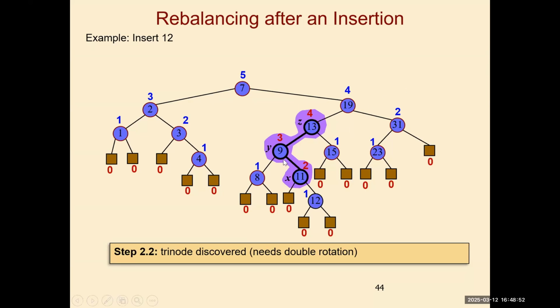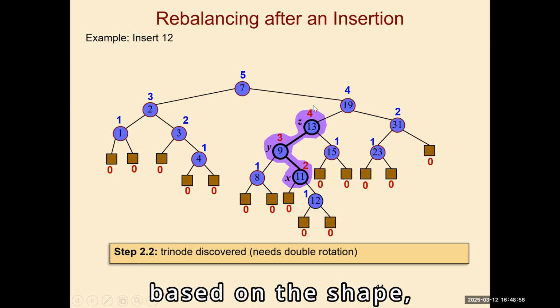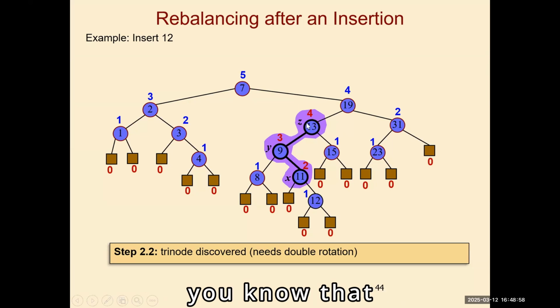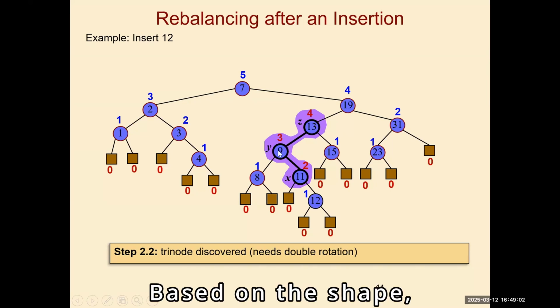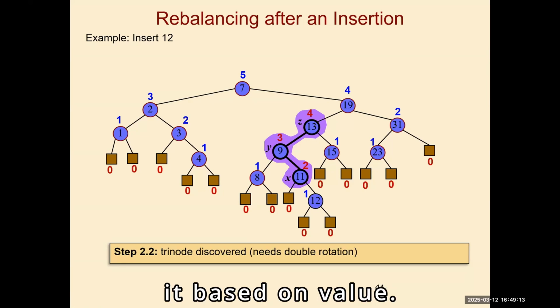Yeah, and you also know based on the shape, right? Based on the shape, you know that 13's the biggest, 9's the smallest, and 11's the middle guy, right? So you could do it based on shape, or you could do it based on value. If it was a good tree, it would boil down to the same, right?